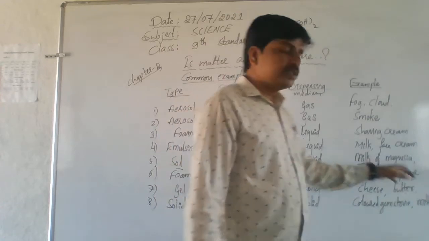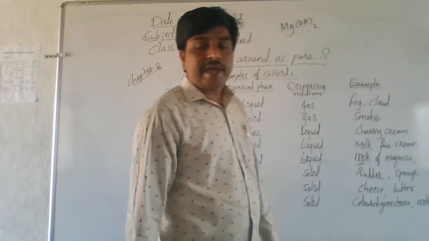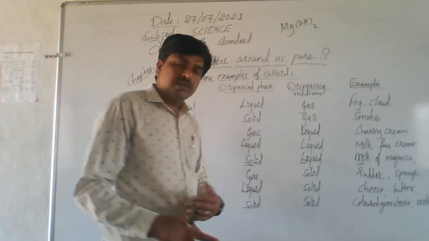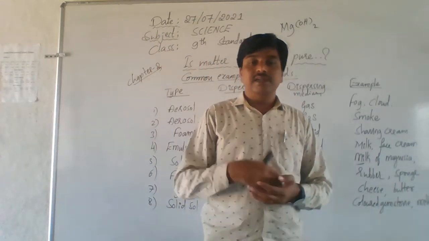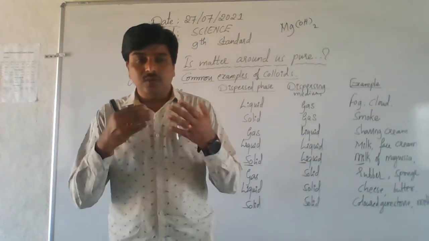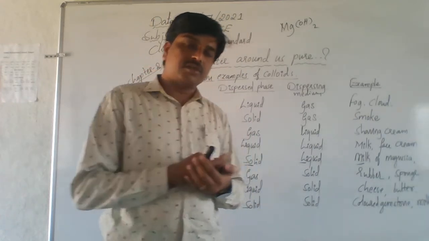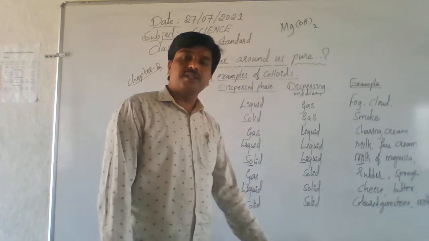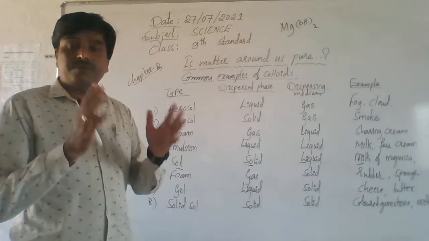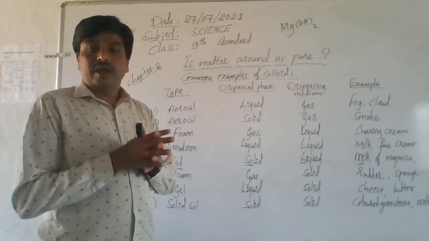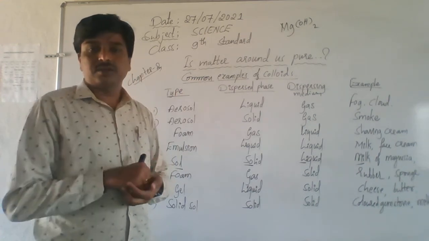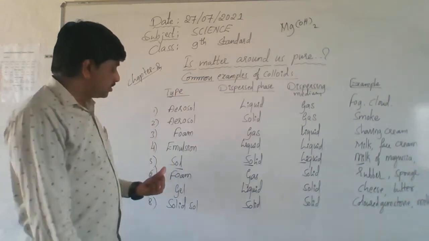This milk of magnesia is commonly used as an antacid. Antacid means that it removes the acidity of your stomach. It neutralizes the acidity in your stomach. Understand? Hence this milk of magnesia is commonly used in the manufacture of antacids. An antacid is a chemical substance which removes the acidity in your stomach. Clear? Okay. Let's come to foam.